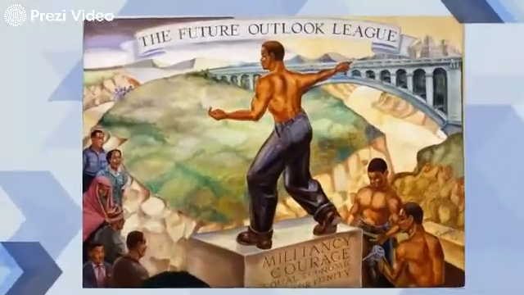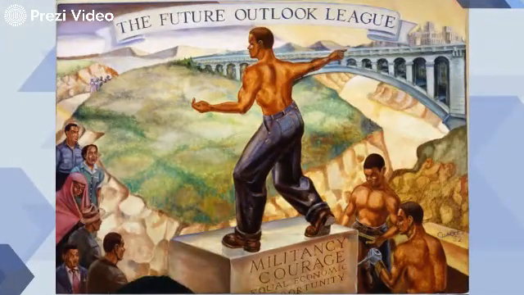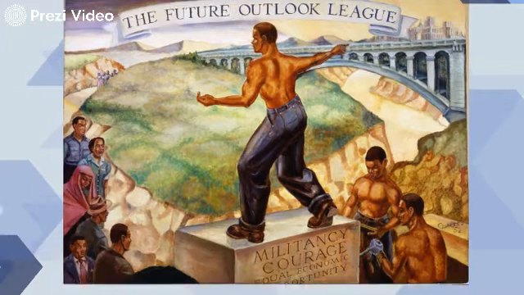The image that we have here is a painting from the Cleveland History Center of the Future Outlook League. And this is a group that was established in 1935. They're really here to help a lot of those new African American migrants and help connect them to those jobs that they're coming here in search of.